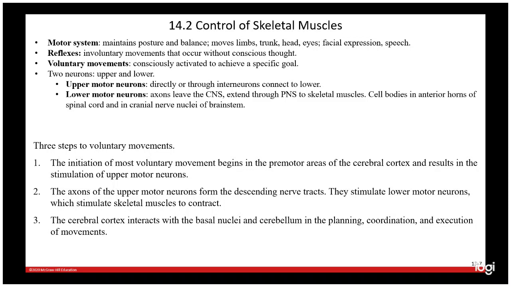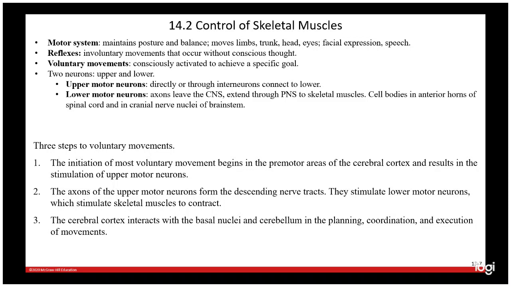First, you have to have the thought that you want to make a voluntary movement, whether it's a conscious thought or something that just happens because you've done it so many times. It starts in the premotor area of the cerebral cortex, and it stimulates the upper motor neurons. This is why I want you to go back and make sure you've got a good grip on chapter 12 before you come forward to this.